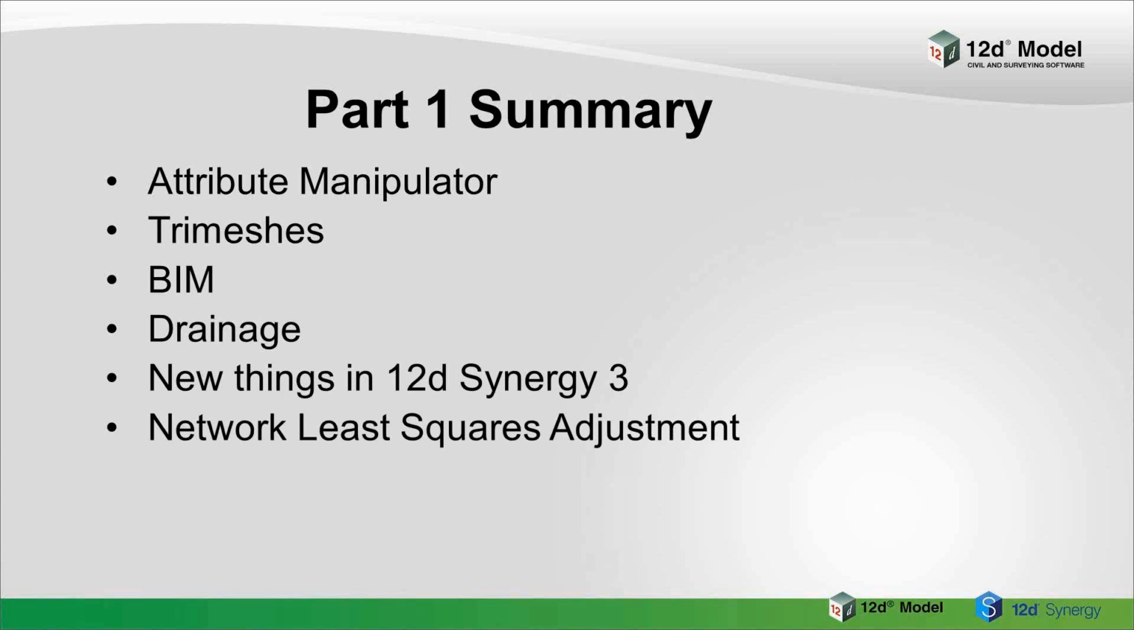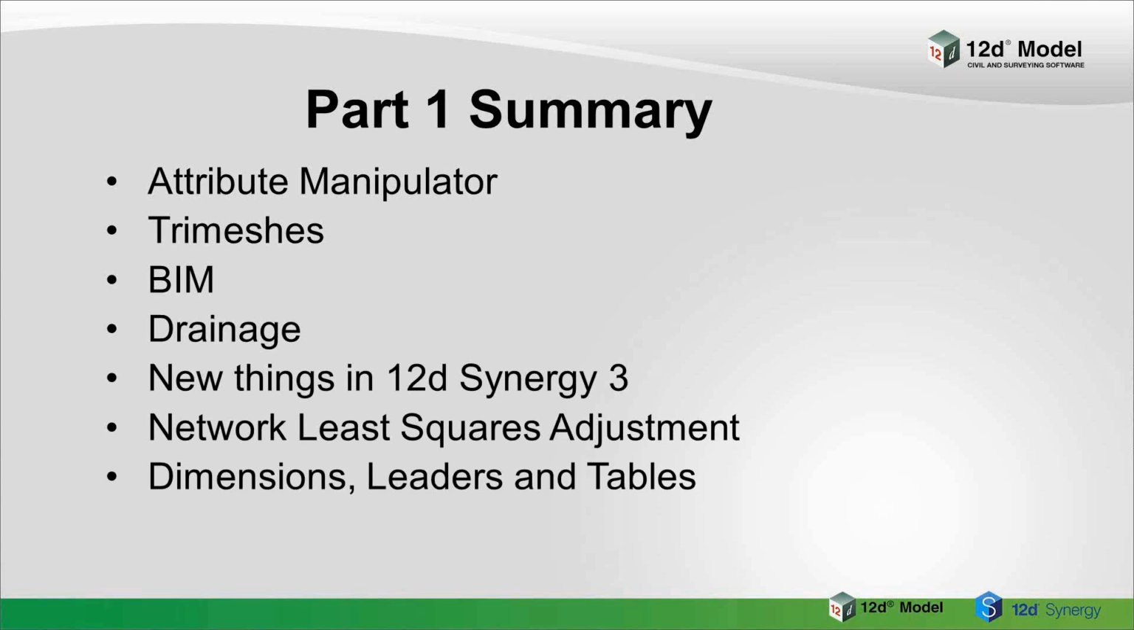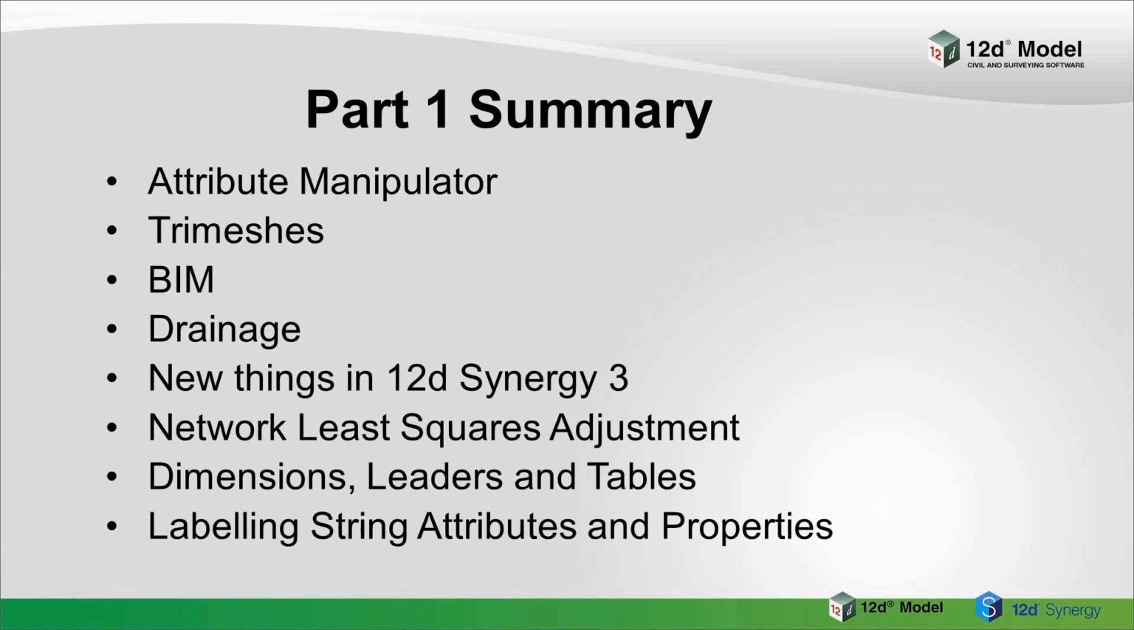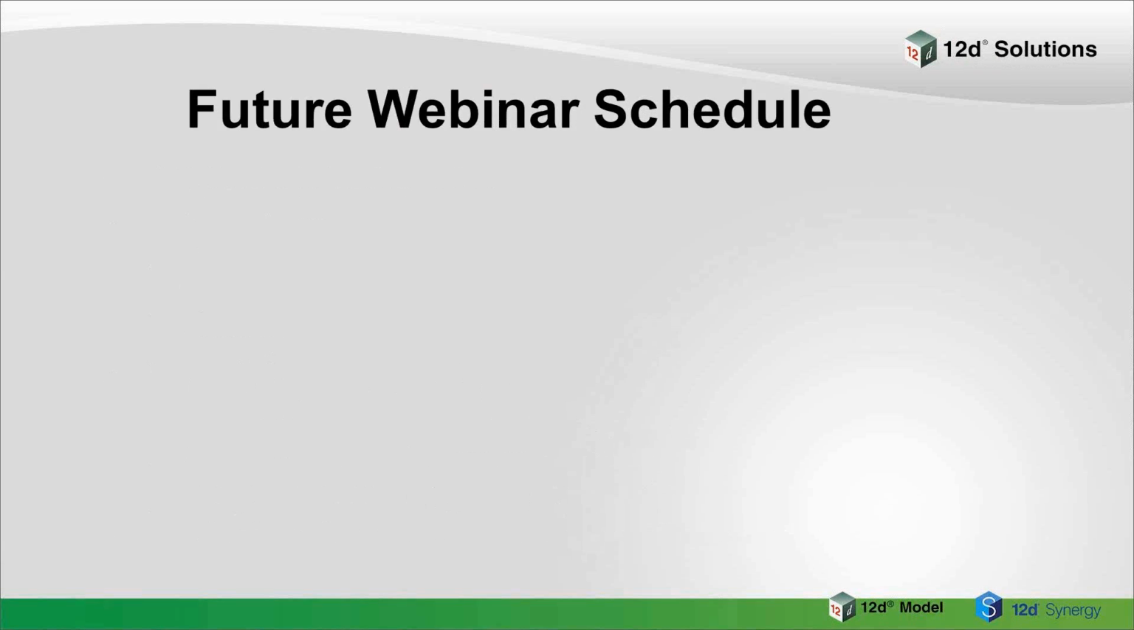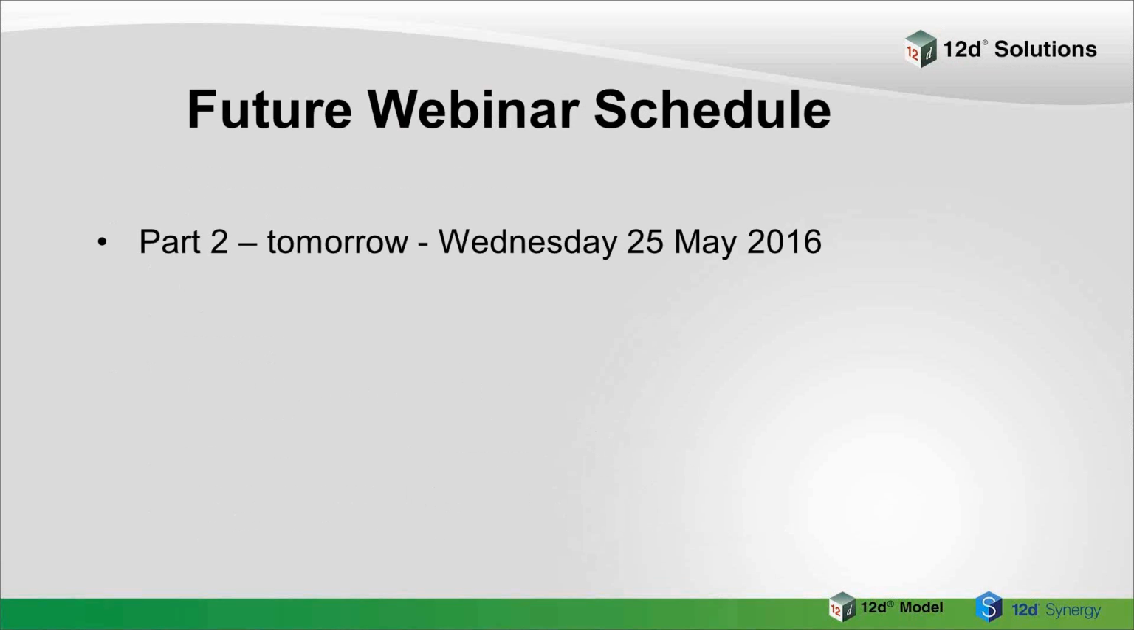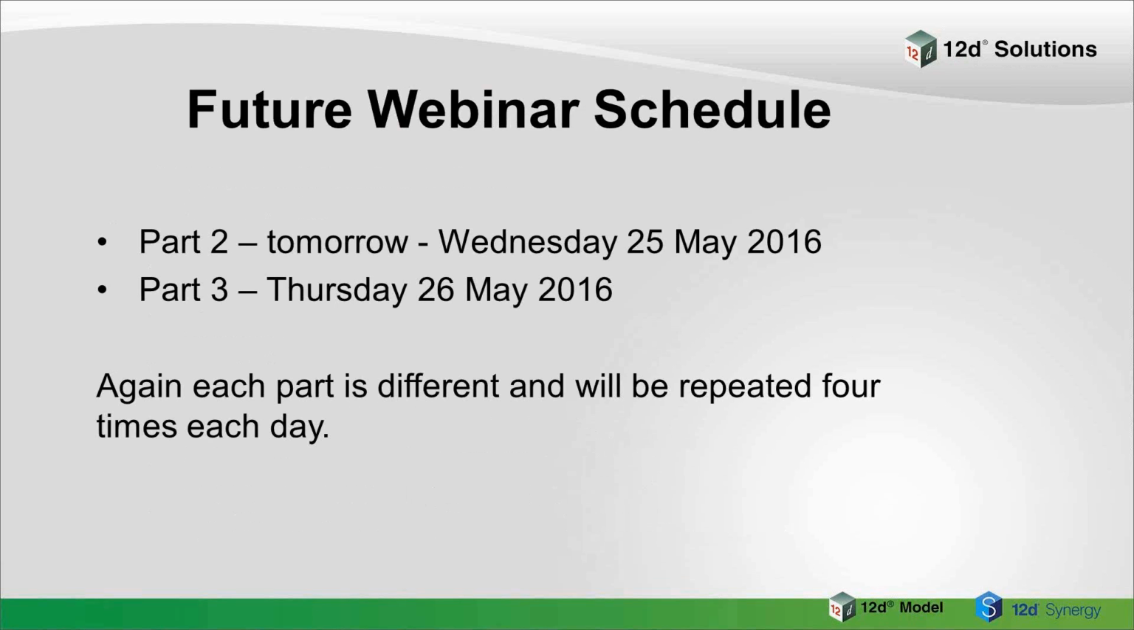Right, thank you very much, Pete. That then finalises what we're showing today. We've looked at the attribute manipulator, Trimeshes, BIM, drainage, some new things in Synergy 3, least squares network, dimensions and leaders, and then finally the labelling and string attributes and properties. So you see a lot of things in there to help your productivity and make the job easier. Our future webinars, we have the one tomorrow and then Thursday, and then each one of these will be different. So I'll just now hand back to Lisa.